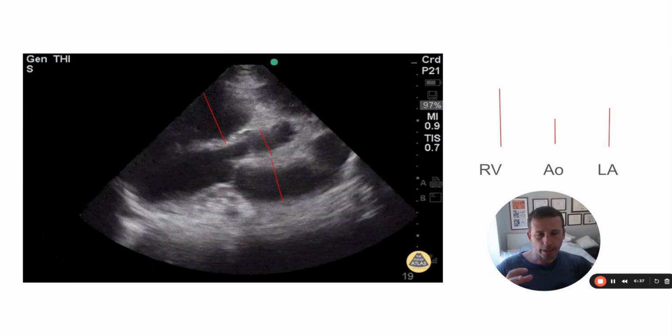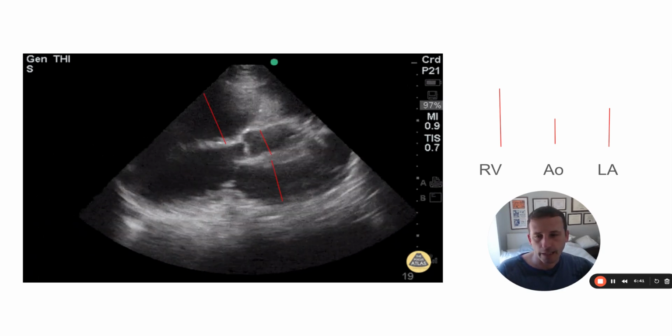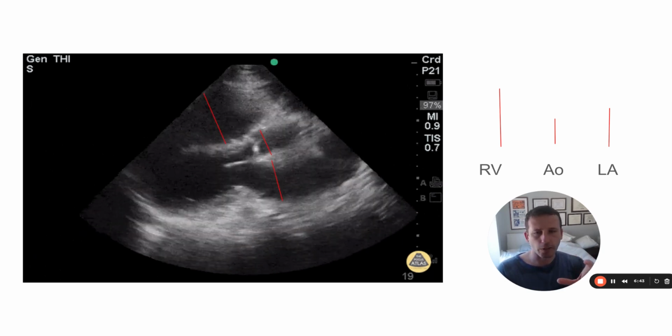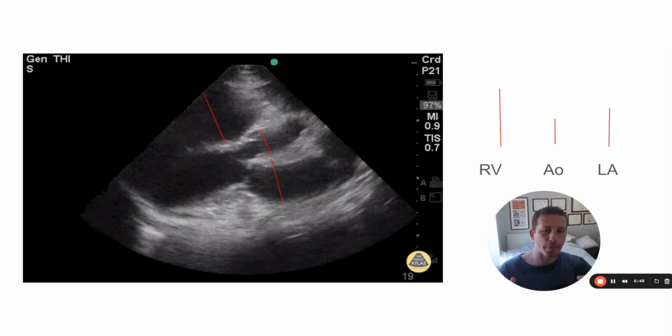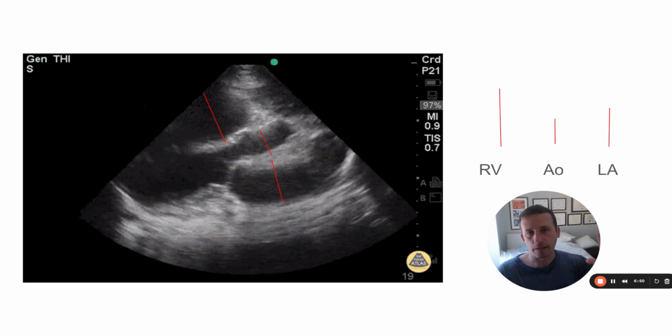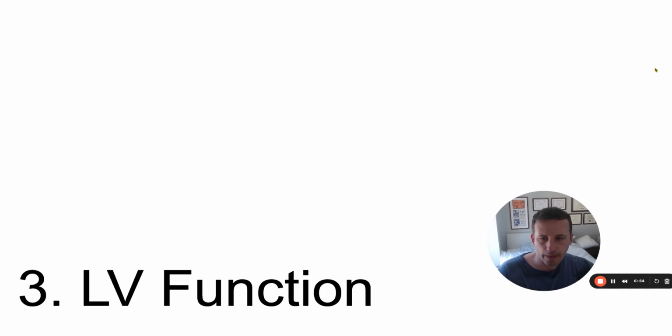The RV sometimes hypertrophies and then it begins to dilate. Dilation usually is an acute change that it undertakes because it's kind of a capacitance chamber, and then it can begin to hypertrophy, and over time when it fails, it just balloons out.